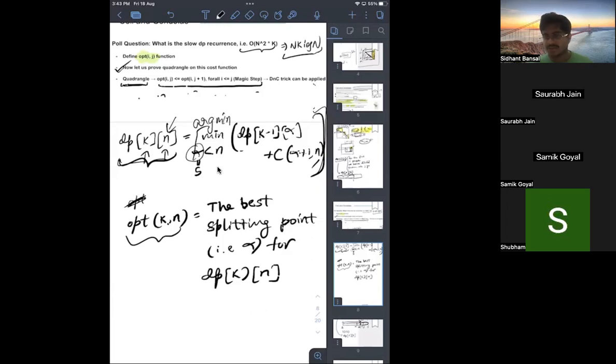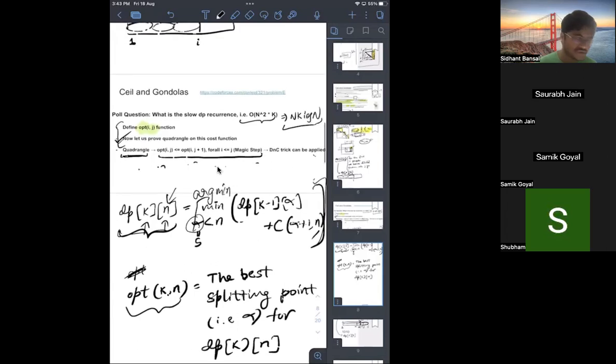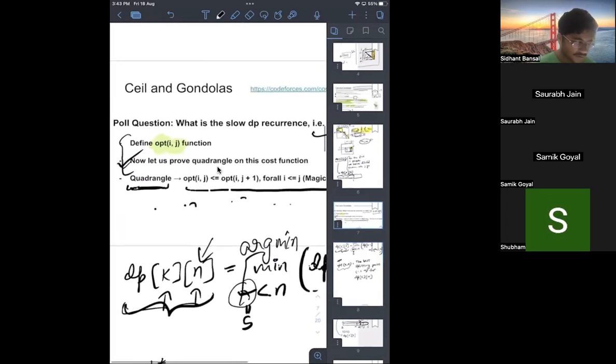Any doubts here, or is it clear? Because again, understanding these basic fundamentals is very useful and relevant to actually be able to apply the divide and conquer technique. Okay, so if there are no questions, I'm assuming that this is clear what the opt function is trying to represent. Otherwise, if there are questions, just ping them on the chat.